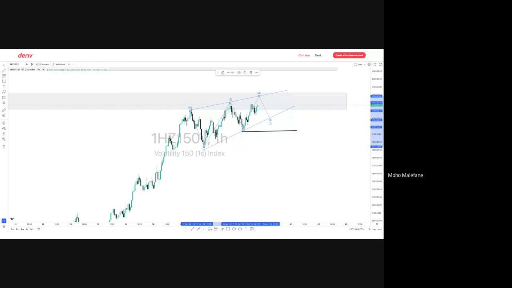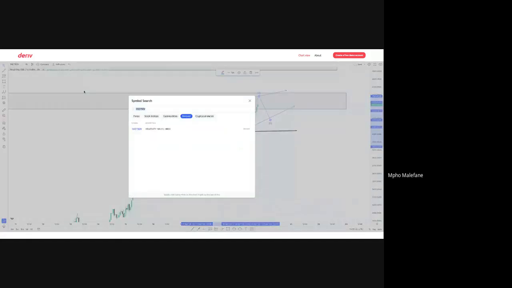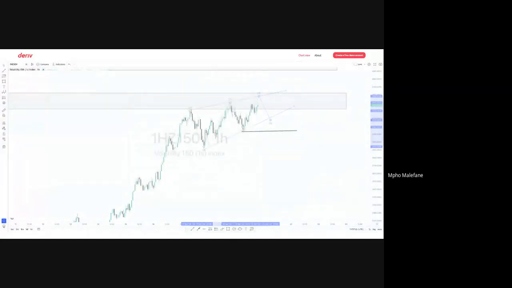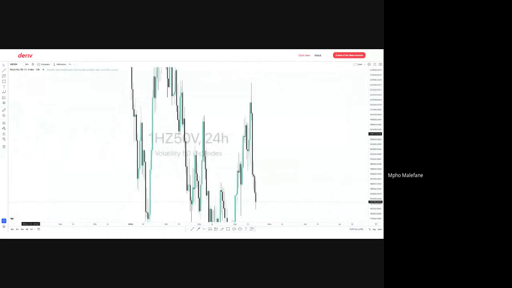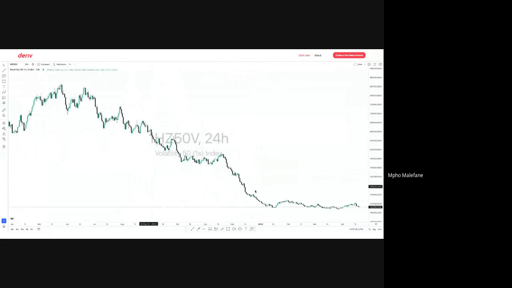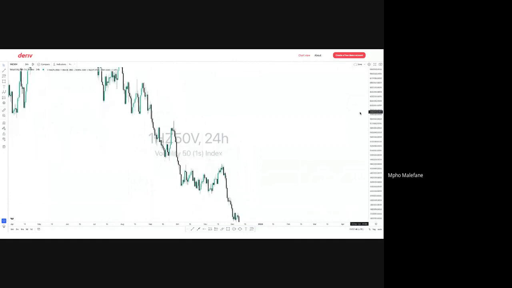Any market? In the absence of any, let me start with V51X. So we'll do just the same thing we did in the other time frame. 24 hours. This is also in a bearish movement. Downtrend, right?